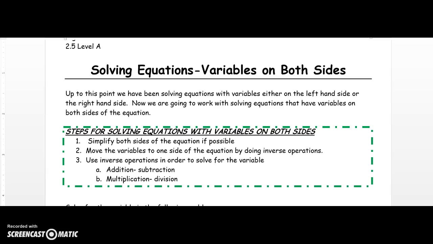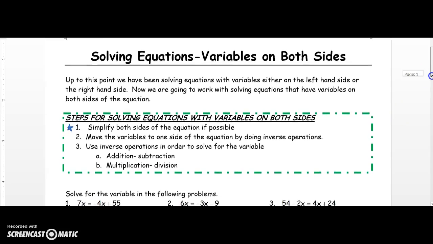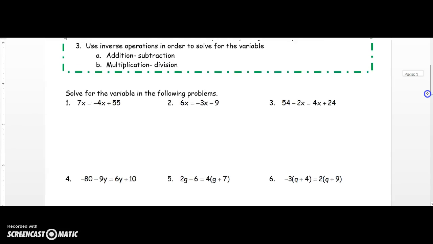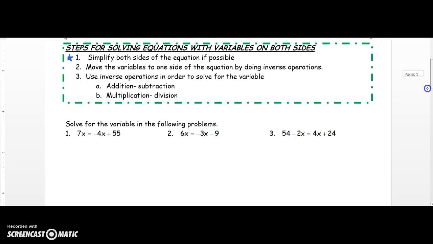1. You want to simplify both sides of the equation, which means combining like terms. 2. Move the variables to one side of the equation by doing inverse operations. 3. Use inverse operations in order to solve for the variable: addition, subtraction, multiplication, and division. It's really important with this step, simplifying both sides of the equation, that you stay on each side of the equation. If you're on different sides of the equation and trying to combine like terms, you're going to run into trouble. So let's take a look at number 1.